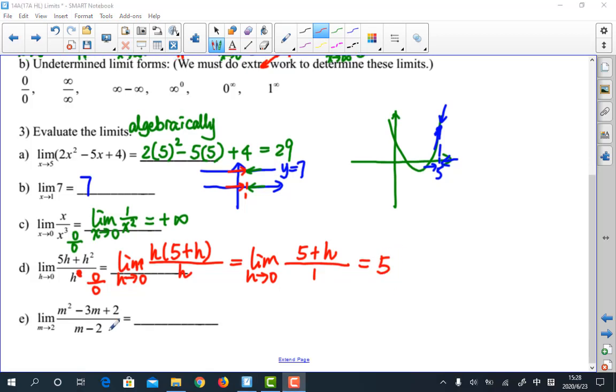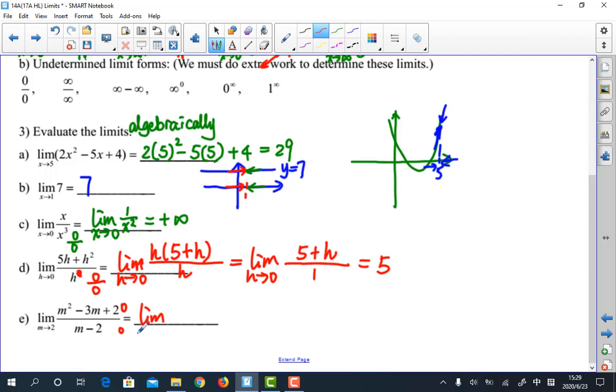The next one is also the last example for evaluating the limits. How can we find this limit? The first step is to sub in. m equals 2, let's sub in. 4 minus 6 plus 2, 0. 2 minus 2, 0. It's 0 over 0 form. This is undetermined limit form. This undetermined limit form suggests that I need to do actual work to find its limits.